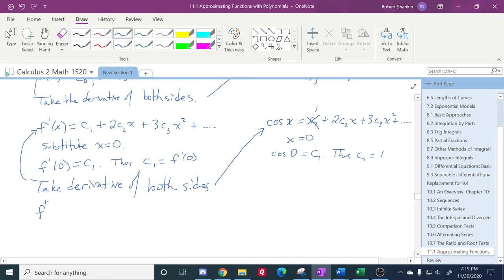On the left here, we get F prime prime of x is equal to, now this becomes 0, this becomes 2 C2, there's no x, plus the next one is, instead of writing 6, I'm going to write 3 times 2 C3 x. Can anybody tell me what the next term would be?